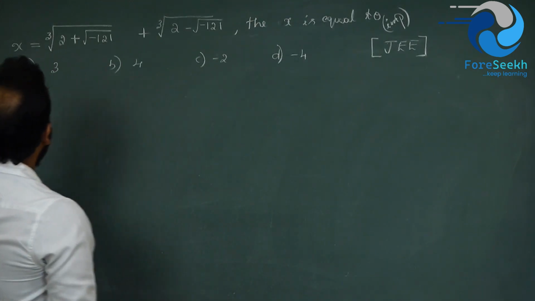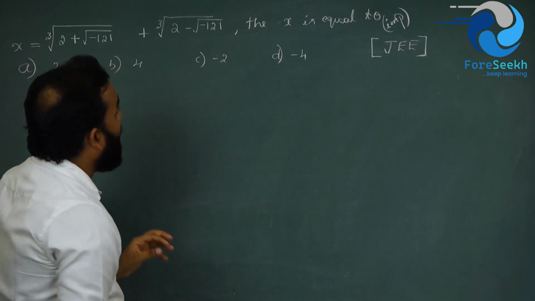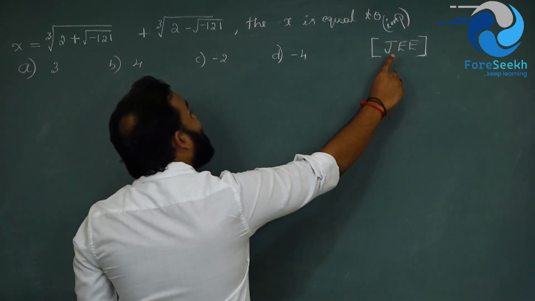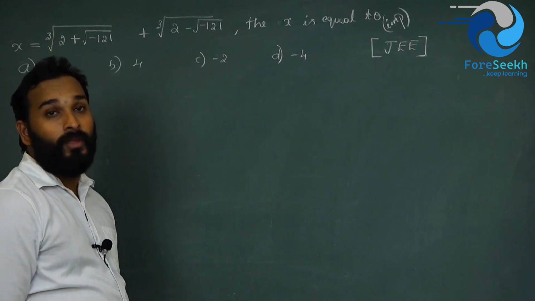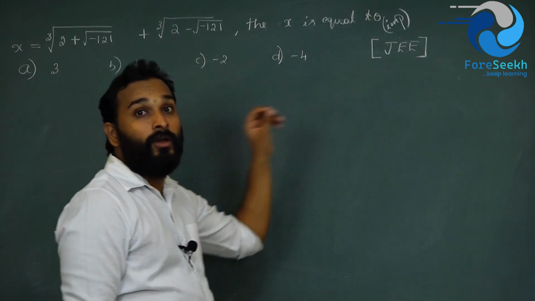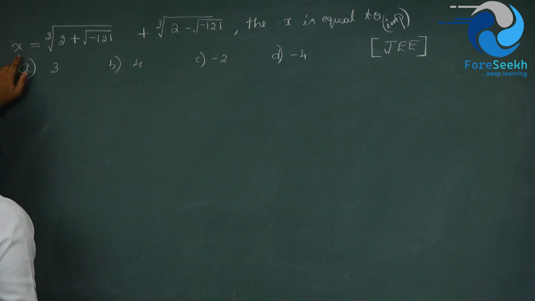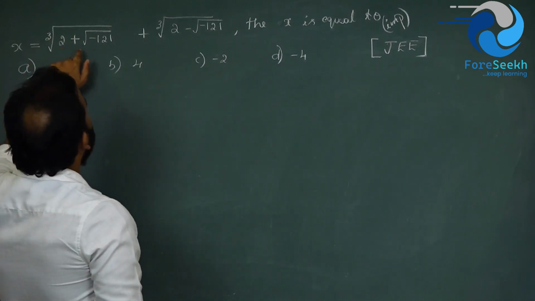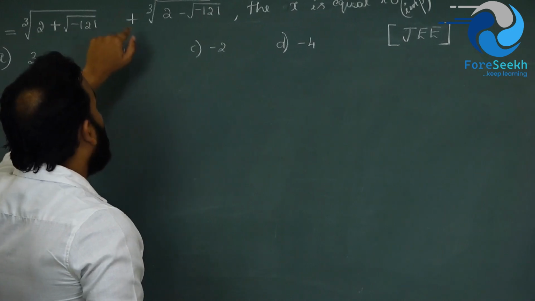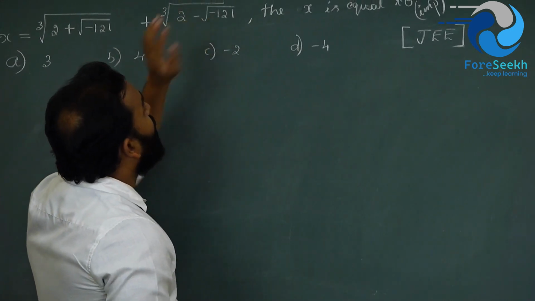If you look at the question, they're asking us to find the value of x, and this is one question which has been repeated in your JEE exams before, so I've marked it as an important problem. In the question they have given x equal to cube root of 2 plus root of minus 121, plus cube root of 2 minus root of minus 121.